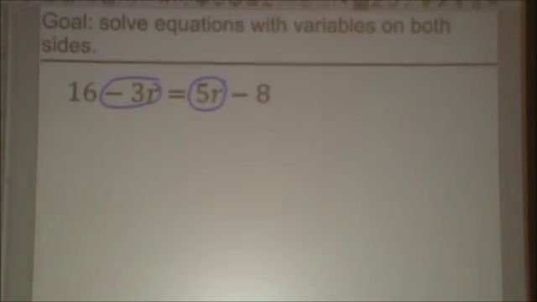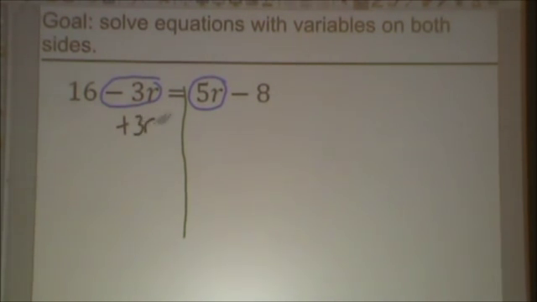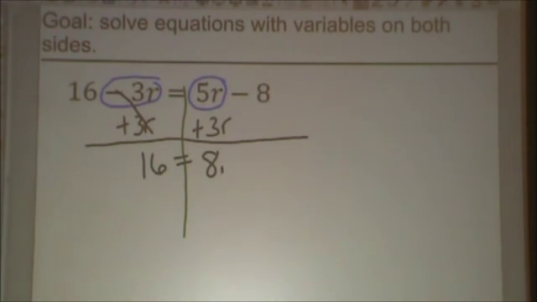So remember, this is an equation. This is the equal sign. This is one half of the equation. This is the other half. So to get this minus 3r over to the other side, I have to do the opposite, which is plus 3r. If I do a plus 3r on this side, plus 3r on this side, to keep my equation balanced, opposites cancel out, and I get 16 equals 5r plus 3r makes 8r minus 8.